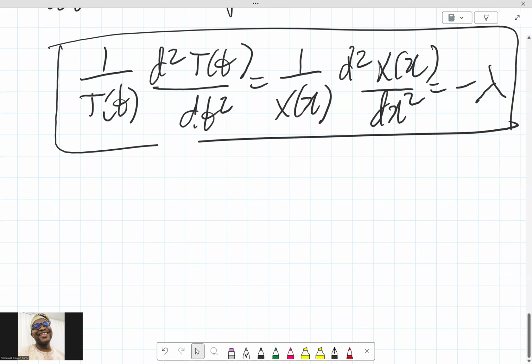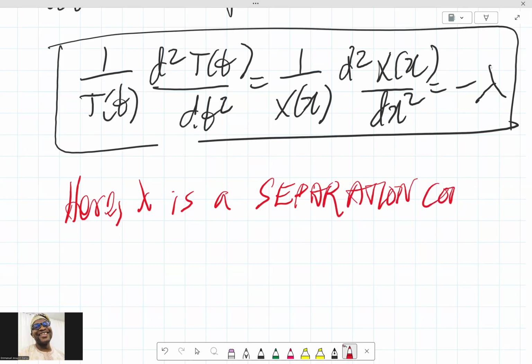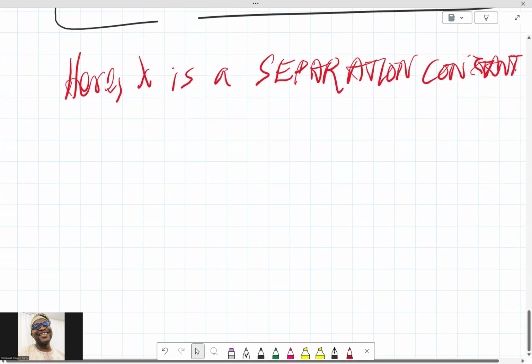Here, Lambda is known as a separation constant. It is that value to which each of the components is equal. Lambda is the separation constant.